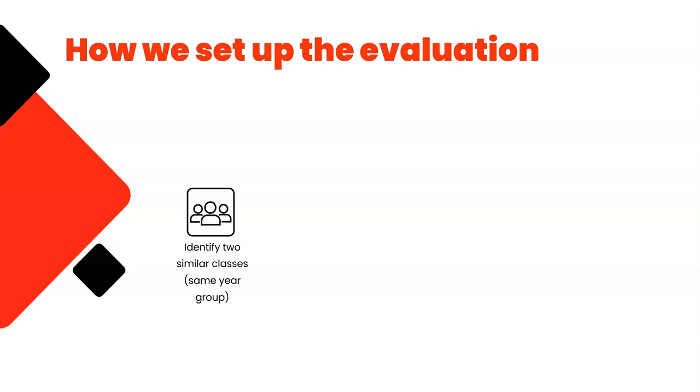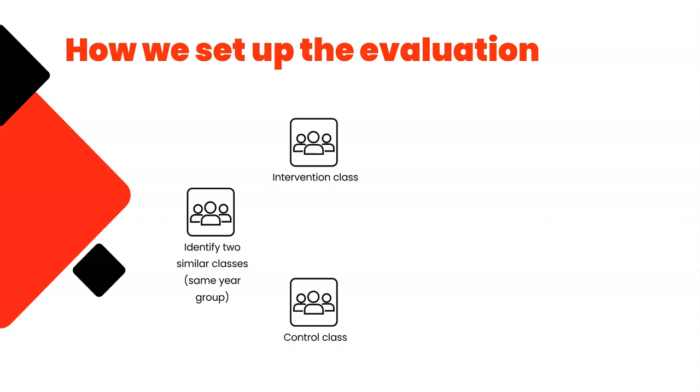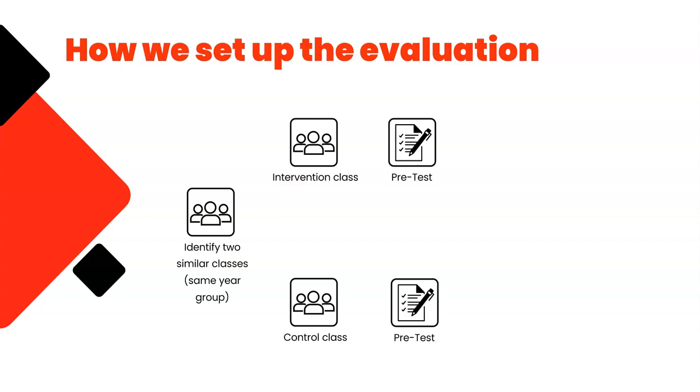So the evaluation is set up using class level randomization. This involves you identifying two similar classes in the same year group to be involved in the trial. One class is allocated to the intervention and one to the control through the wizard that's in the What Works Teachers platform. They both complete the pre-assessment task inside the Microsoft Reading Progress program.